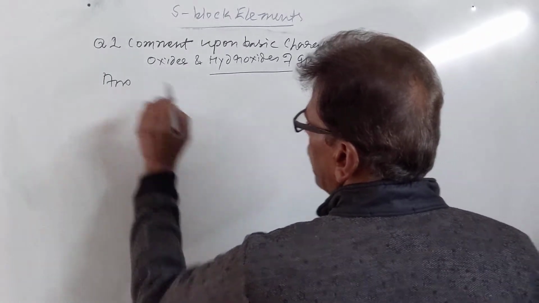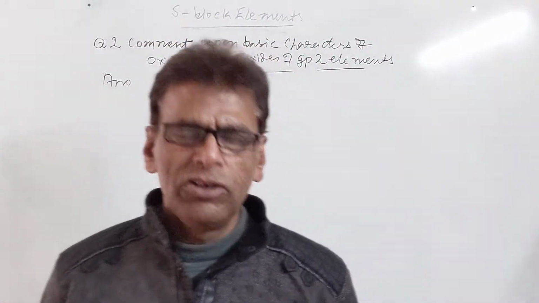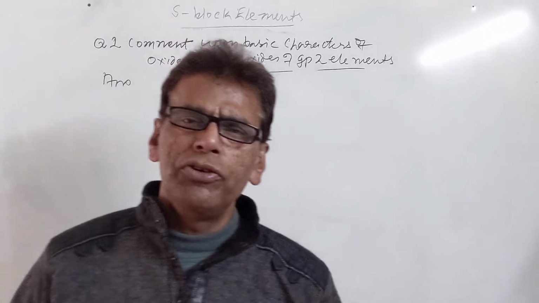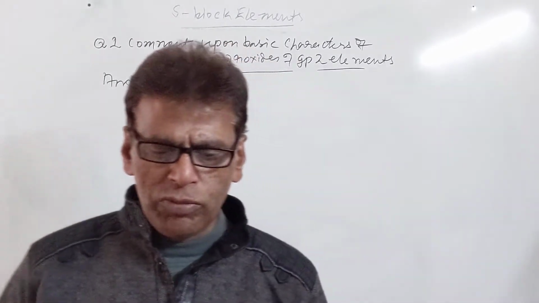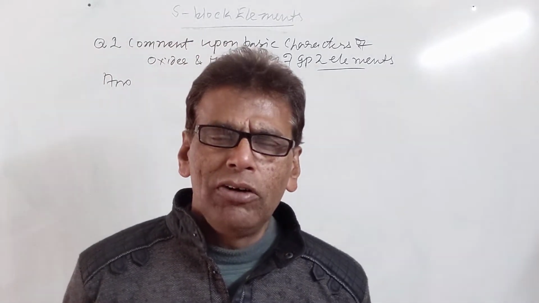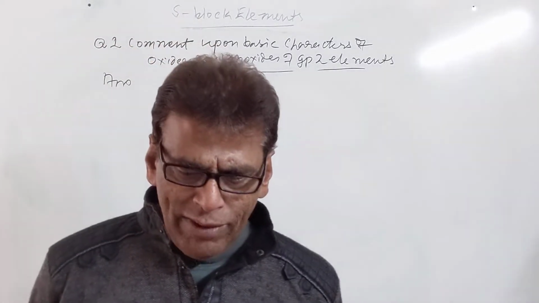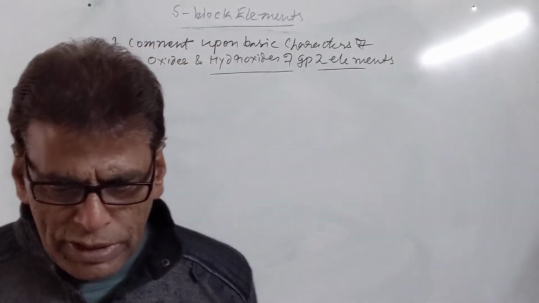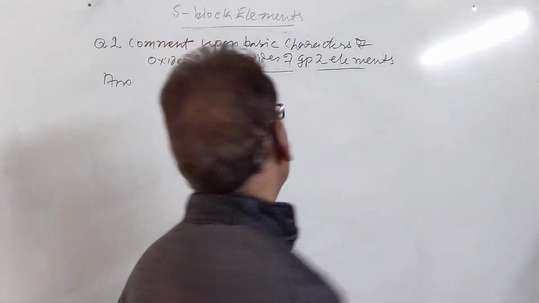The basic character of hydroxides and oxides of group 2 elements increases from top to bottom. It is due to the decrease in strength of the metal-oxygen bond when we move top to bottom. Beryllium oxide has the maximum strength of the beryllium-oxygen bond, that's why it acts as an amphoteric oxide. Then we have the next question, comment upon the halides of group 2 elements.